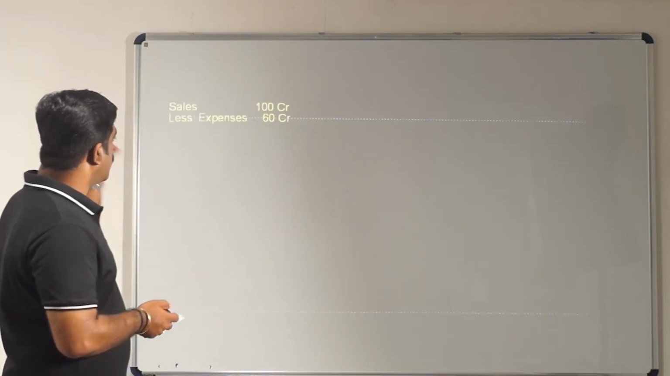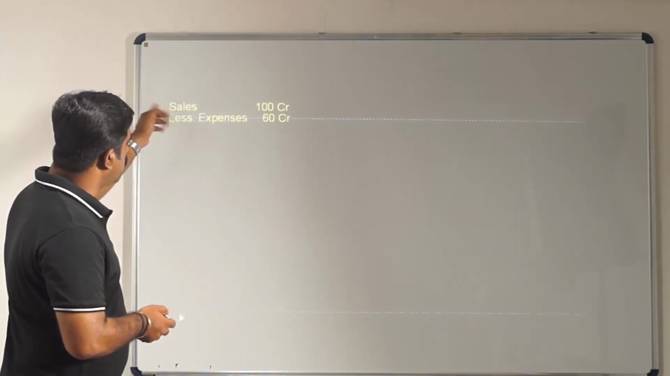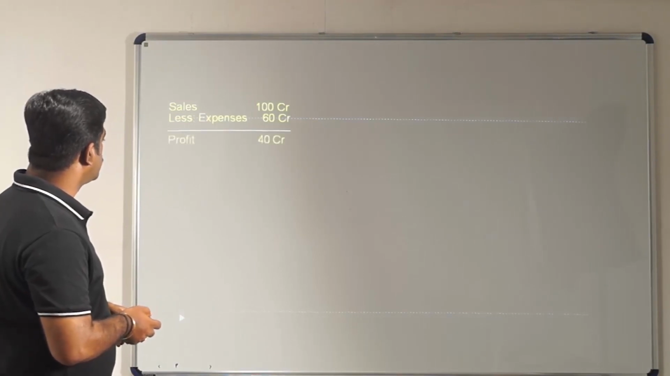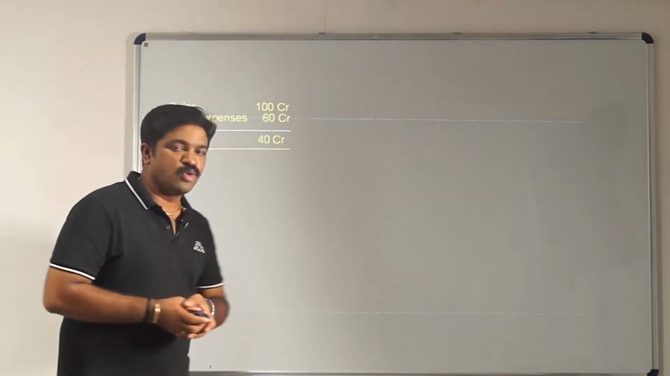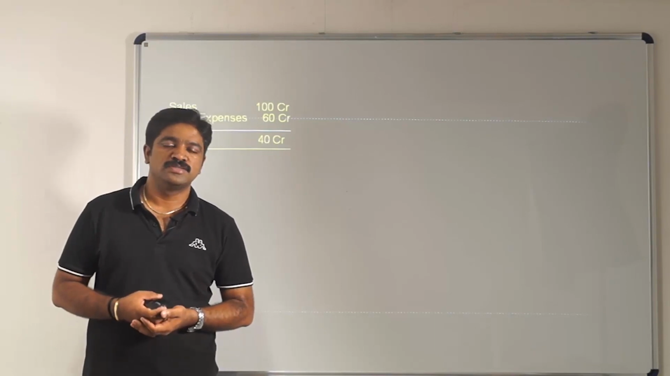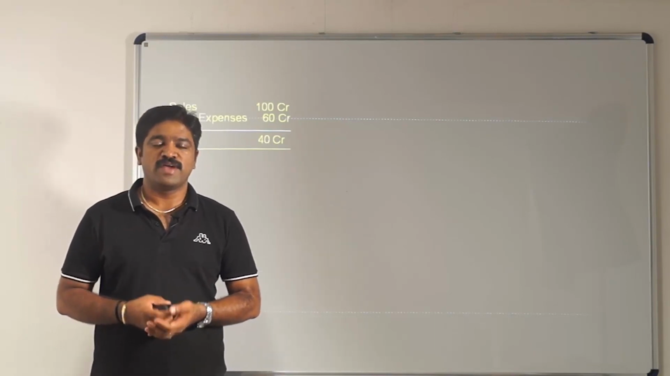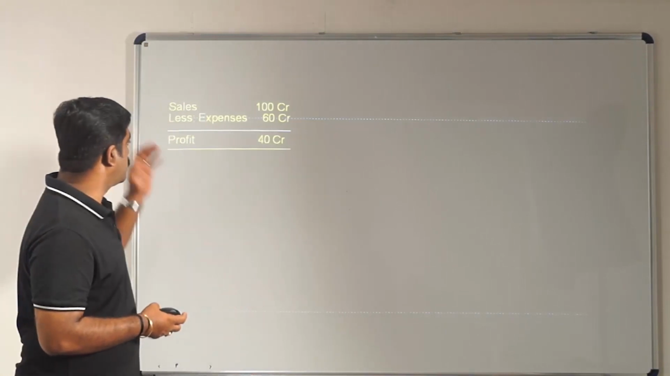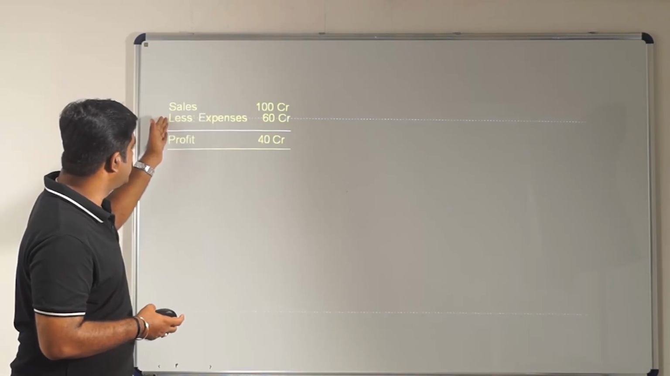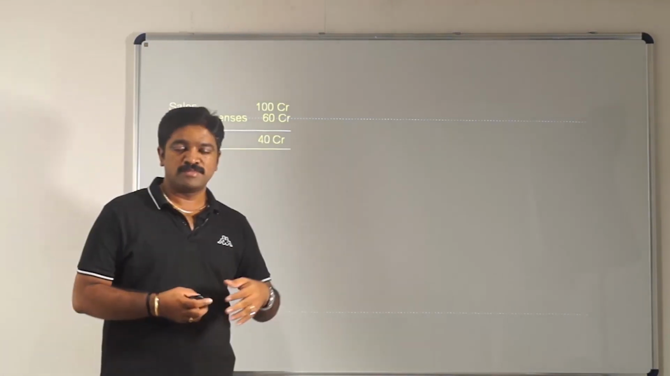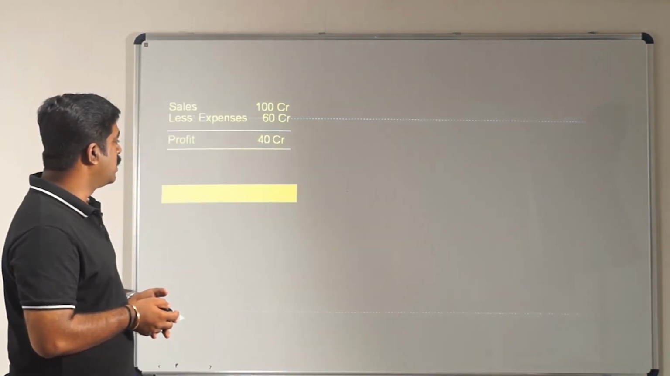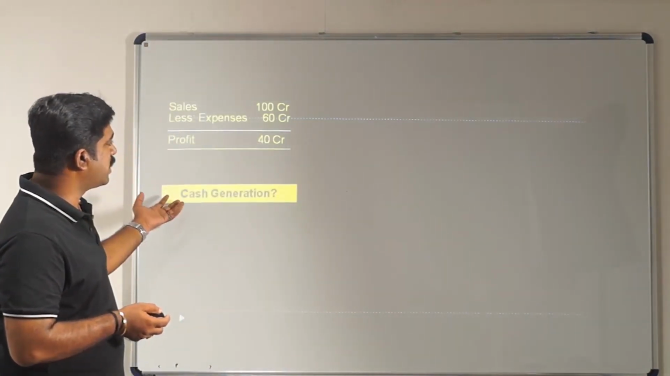Let's say a business entity is making sales of 100 crore and its expenses are 60 crore and its profit is 40 crore. So now if I ask you a question, what could be the cash generated by this unit, because they've made sales of 100, incurred expenses of 60, their profit is 40? I can expect three different answers.